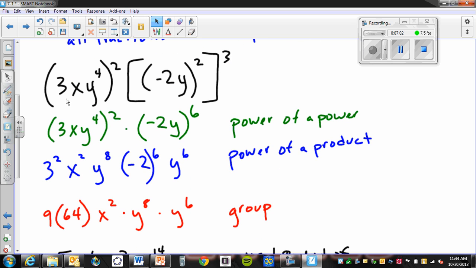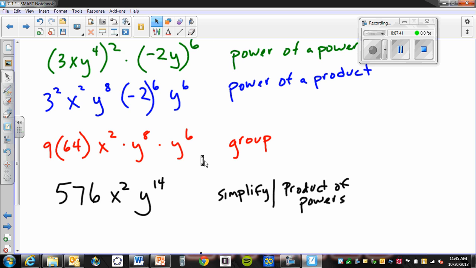So when we have 3xy to the 4th, that quantity squared, times negative 2y, that quantity squared, and then that quantity cubed, we start with our power of powers. 2 times 3 will give us 6. Now we have negative 2y, quantity to the 6th. Power of a product says we distribute the 2 and distribute the 6. So we have 3 squared, x squared. Our power of powers, multiply those together: y to the 8th times negative 2 to the 6th and y to the 6th.